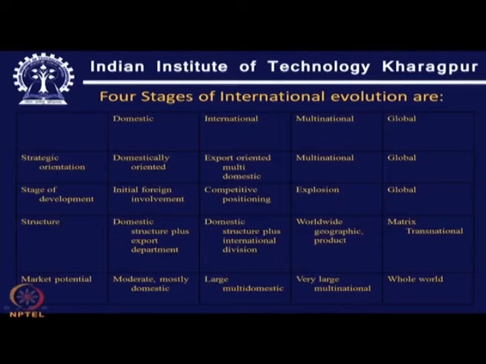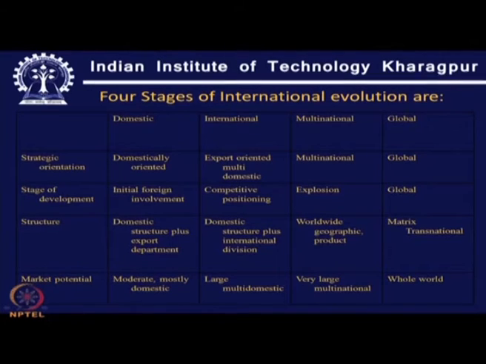What we find here is that there are 4 stages of international evolution: domestic, international, multinational and global. In domestic, the strategic orientation is domestically oriented. In international, it is export oriented, multi-domestic. In multinational, it's multinational, and in global, it's global.